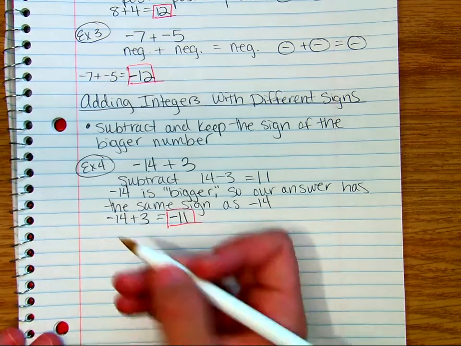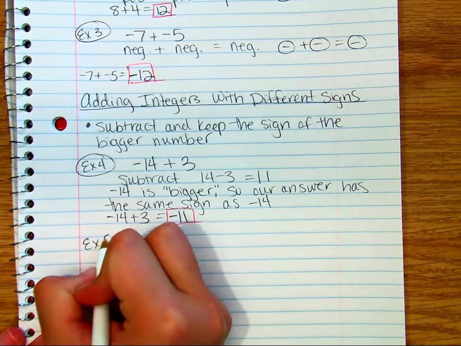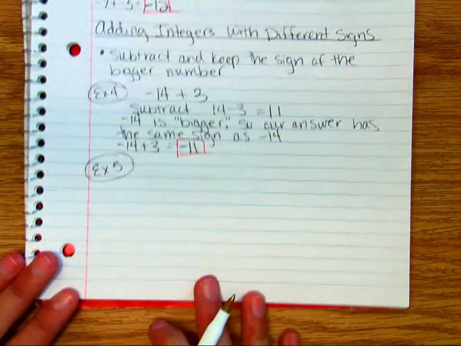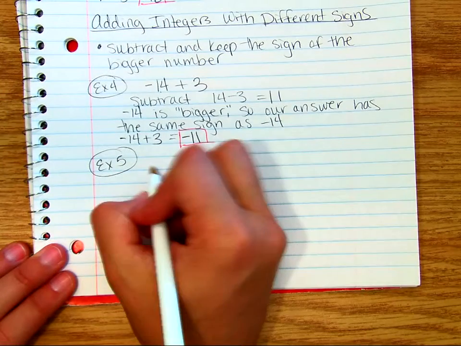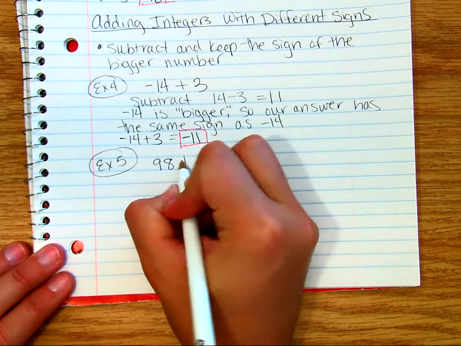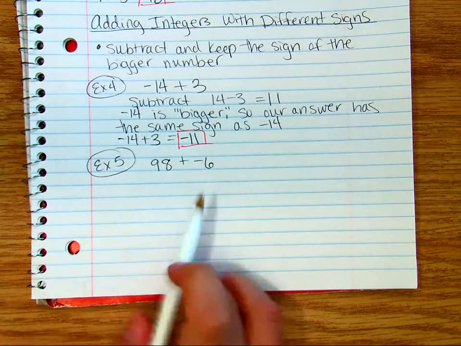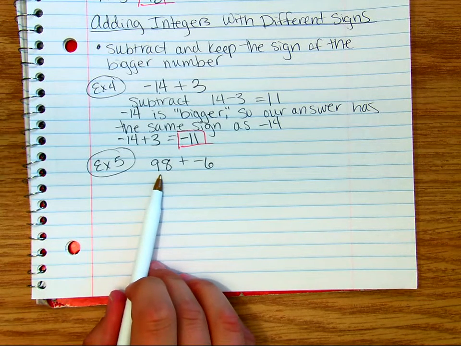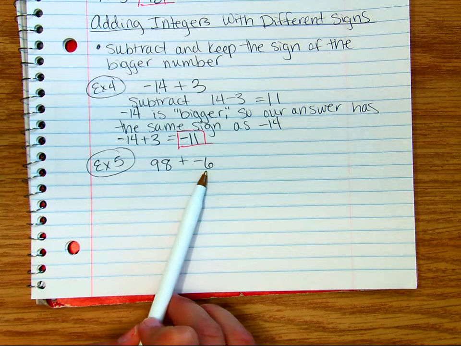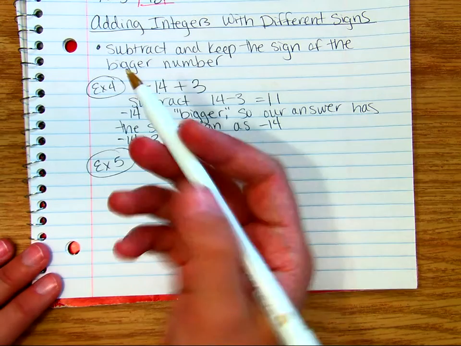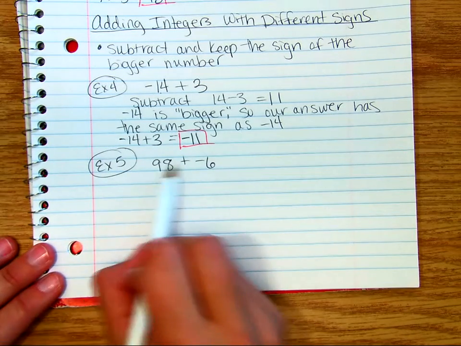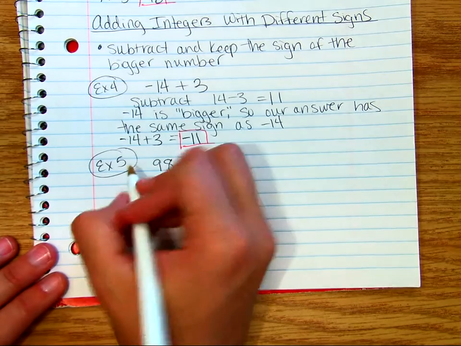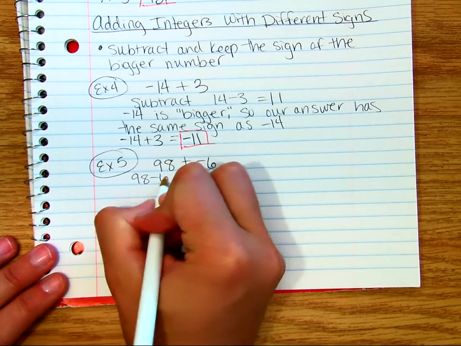All right, we'll do 2 more examples. Example 5, 98 plus negative 6. So clearly we don't really want to make a number line that goes all the way up to 98. So we're going to use this rule. 98 is positive, negative 6 is negative. So they're different signs. So just like example 4, we're going to subtract them. We're going to do 98 minus 6 and see what we get for that.